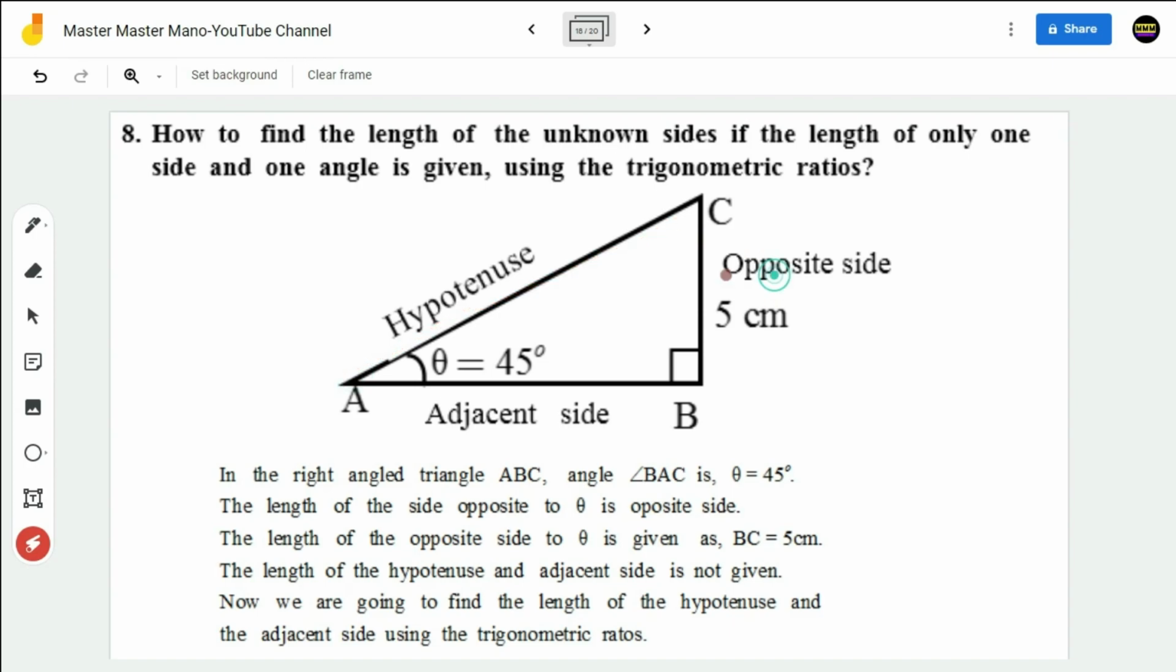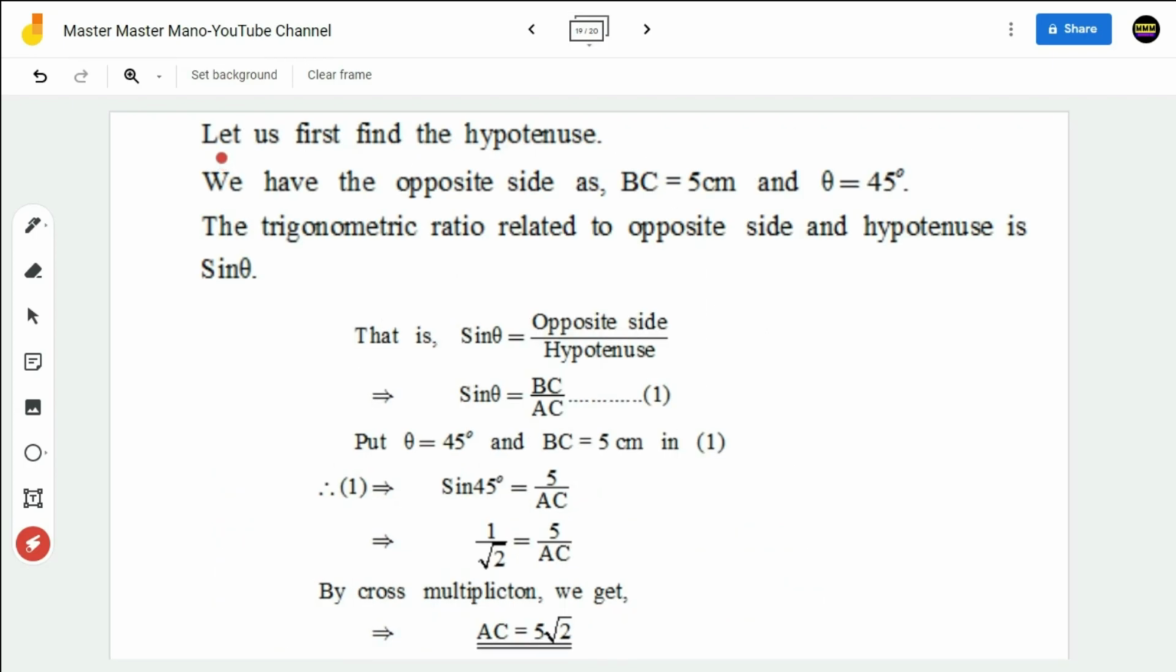The side opposite to 90 degree is the hypotenuse and the length of the hypotenuse AC is not given. After naming the opposite side and the hypotenuse, the remaining side is the adjacent side, that is the side AB, and this length is also not given. Thus we have given one angle and length of one side of a right angle triangle. We have to find the length of the hypotenuse and the adjacent side. Let us first find the hypotenuse.